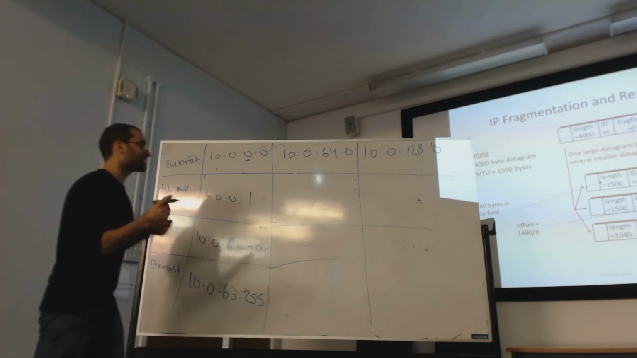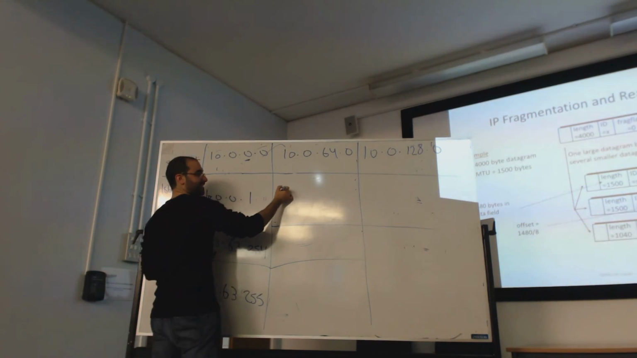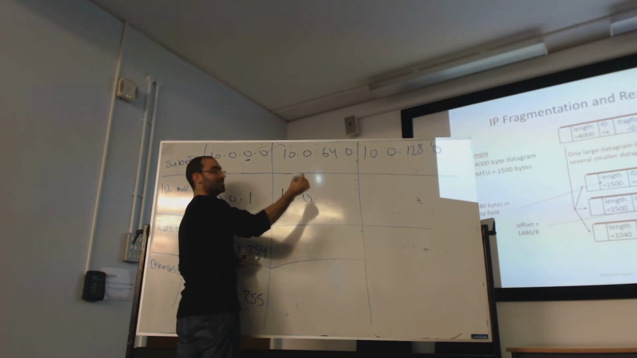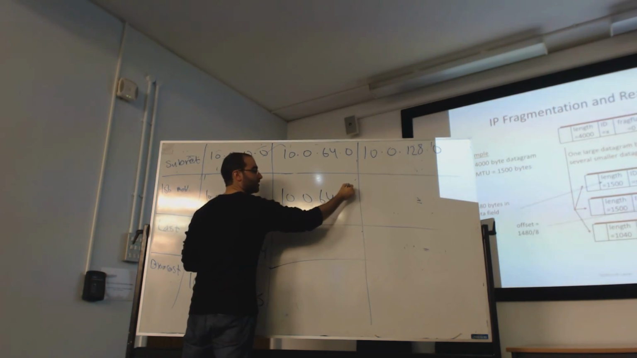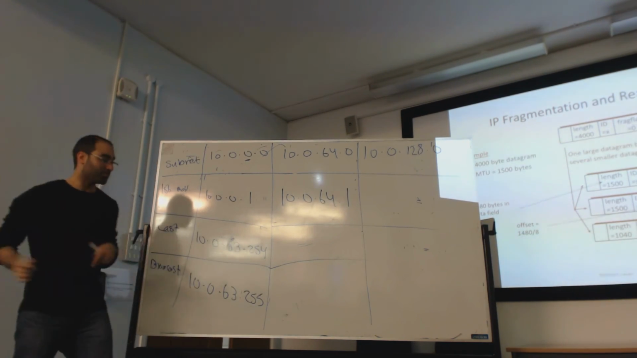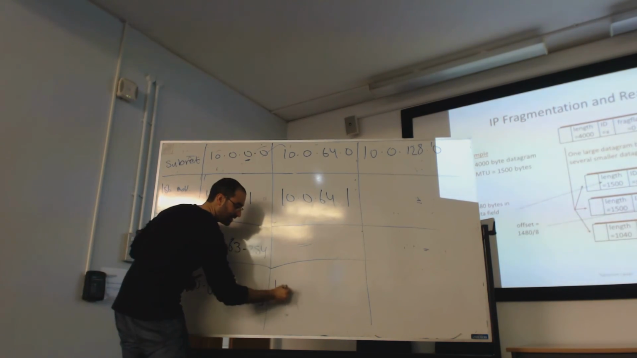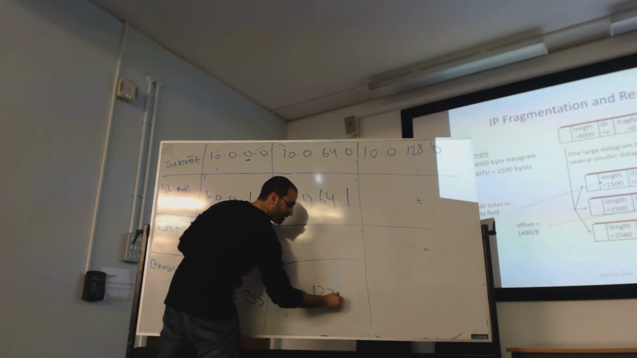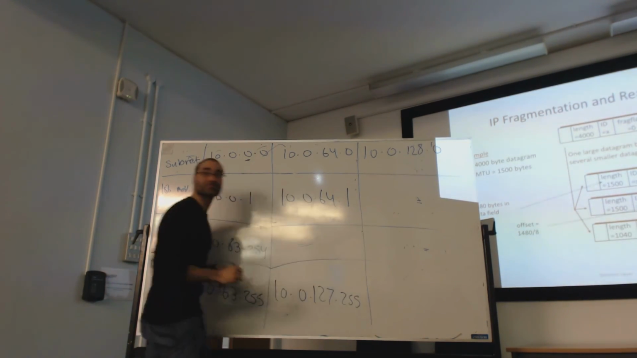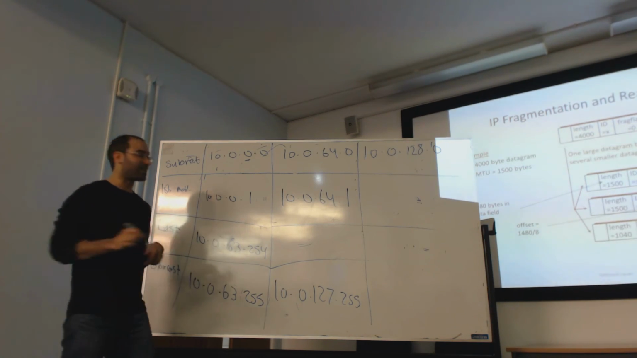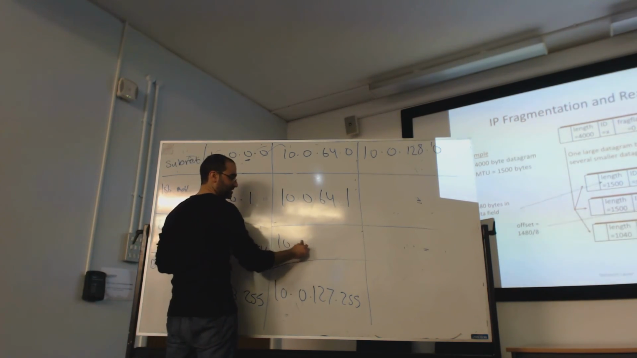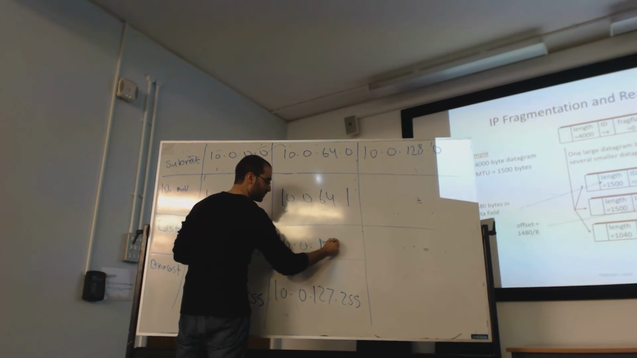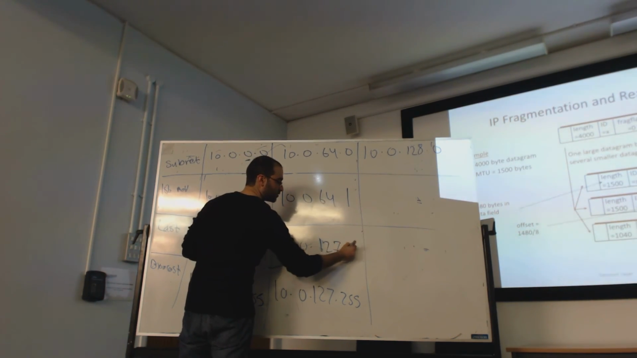Tell me your first address. 64.1. Exactly, 10.0.64.1. What's your broadcast? 10.0.127.255. Last address? 10.0.127.254.